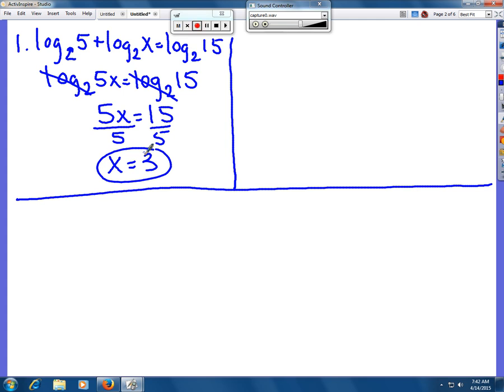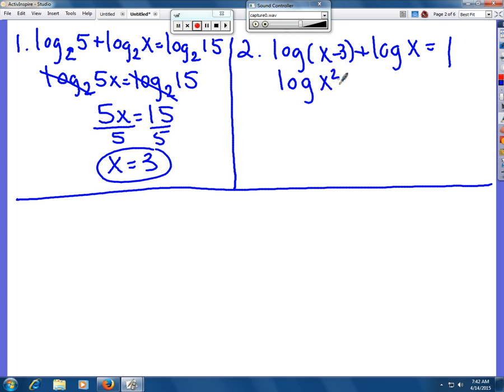So a simple case, sometimes you get them like this, but you could get where you have more than just an x, you have an expression for your argument. So let's look at one like that. Log of x minus 3 plus log of x equals 1. I still am using the product property, so I multiply x times x minus 3, which gives me log of x squared minus 3x. Don't forget to distribute to both terms in this binomial. And that's equal to 1.